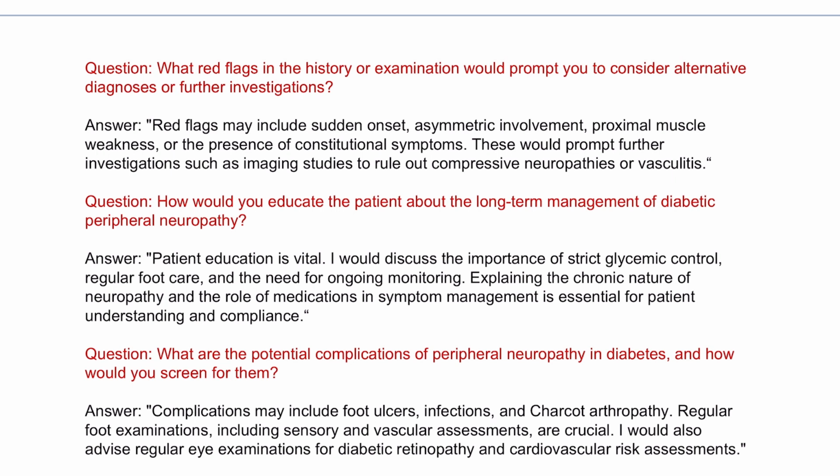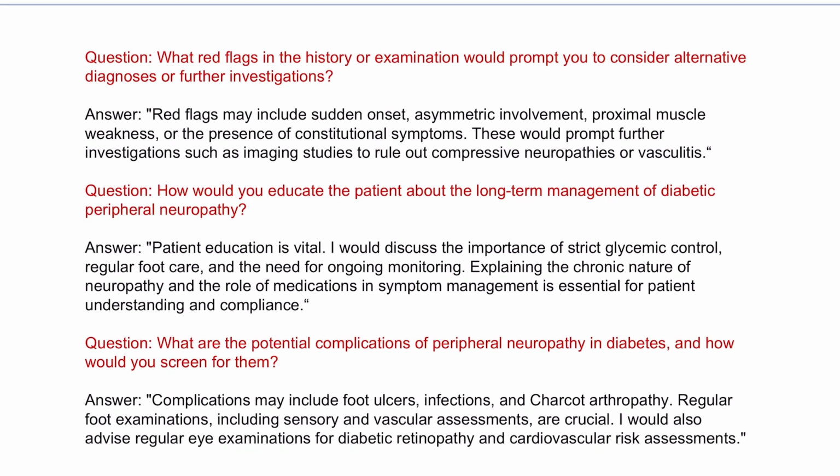What red flags in the history or examination would prompt you to consider an alternative diagnosis or further investigations? Red flags may include sudden onset, asymmetrical involvement, proximal muscle weakness, or the presence of constitutional symptoms. So these will prompt further investigations such as imaging studies to rule out compressive neuropathies or vasculitis. So remember these red flags. This question is also quite common.